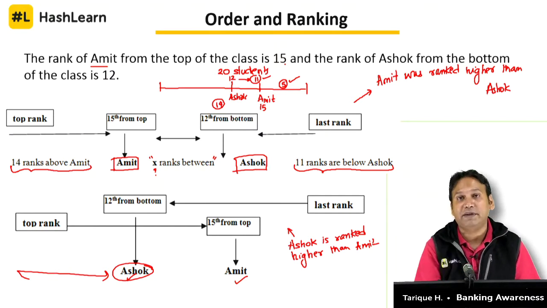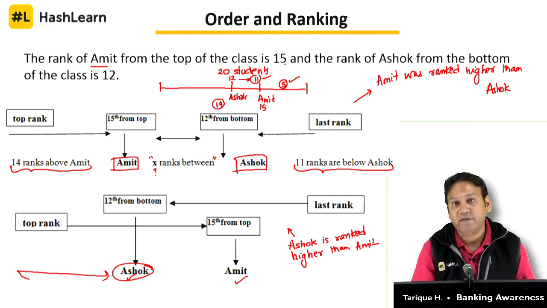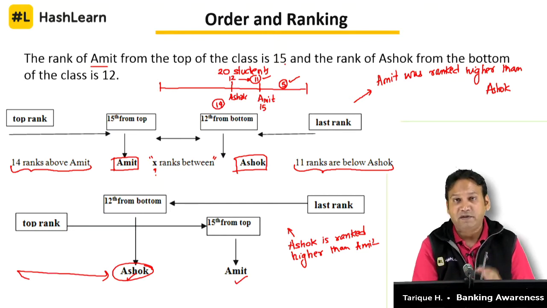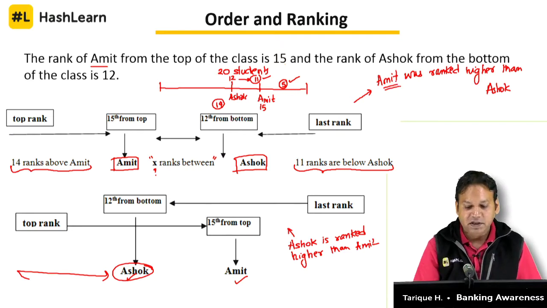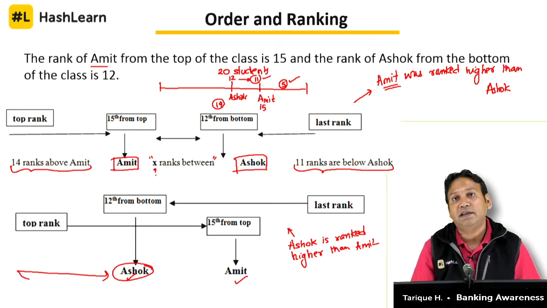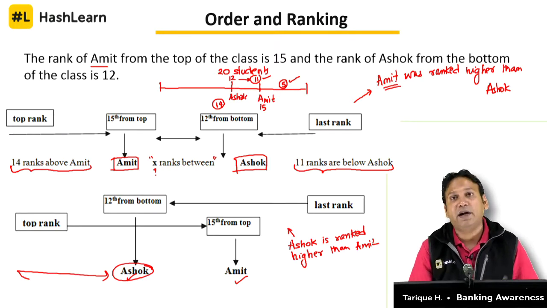Now this normally happens when the sum of the ranks of the 2 persons is greater than the number of students in the class. Correct? When the ranks of the 2 persons are given, one from the top, one from the bottom, and the sum of the ranks is greater than the number of students in the class. The other case happens when the sum of the ranks is less than the number of students in the class. So this will become more clear to you as we discuss further.